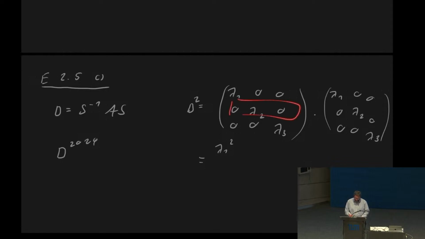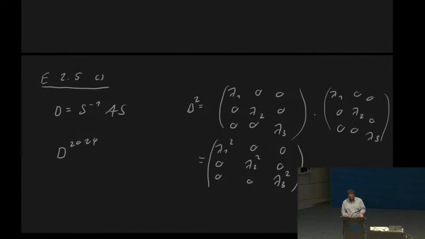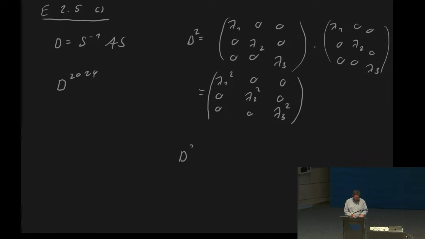For the next row, we take this row, this column, we get 0. For the third row, we get this row and this column, and again we get 0. And of course, that happens for all the rows and columns. You'll only get a non-zero entry if you compute the product of a row with the exact same column here, right? And then you always get that diagonal entry squared. So here you get 0, lambda 2 squared, 0, and 0, 0, lambda 3 squared. Right? That means D to the 2024, that's easy.